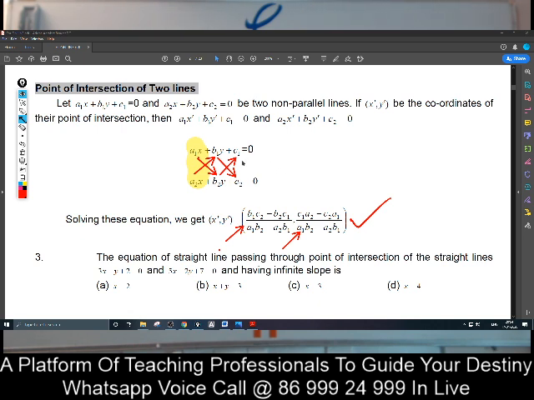And to write the numerator of y, cross multiply: c1 a2 minus c2 a1.